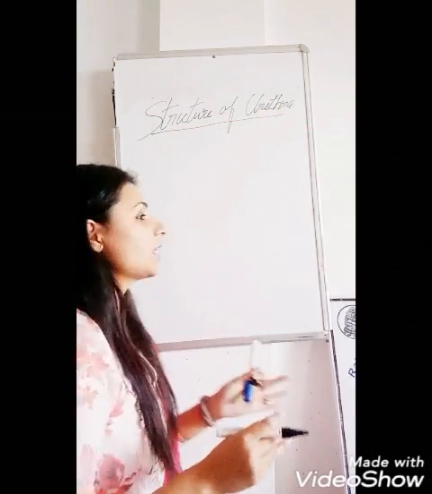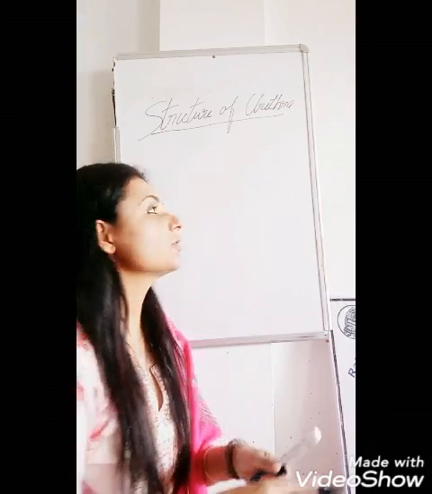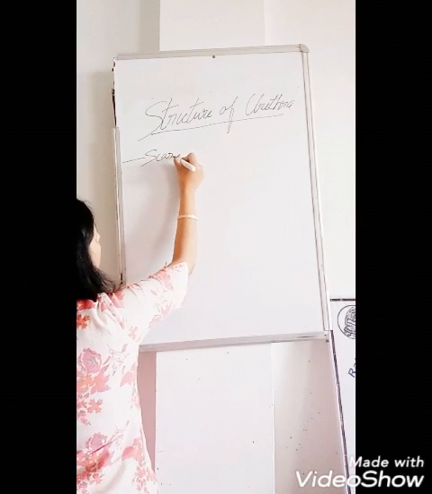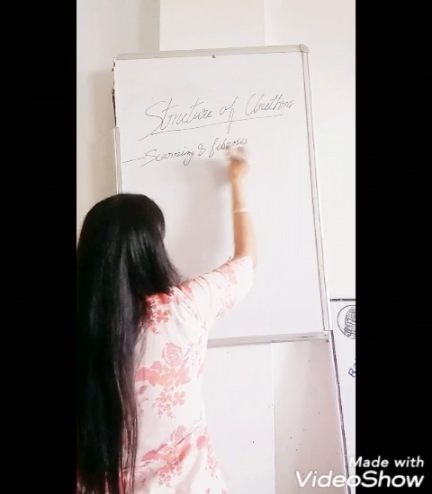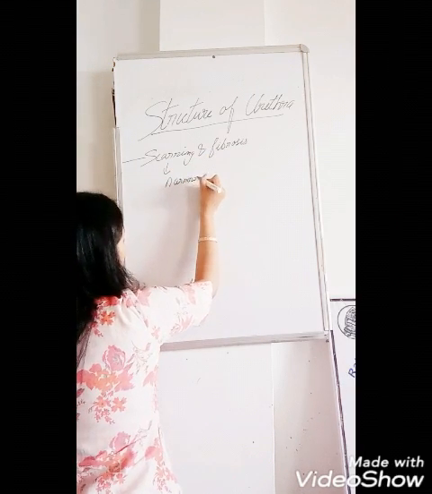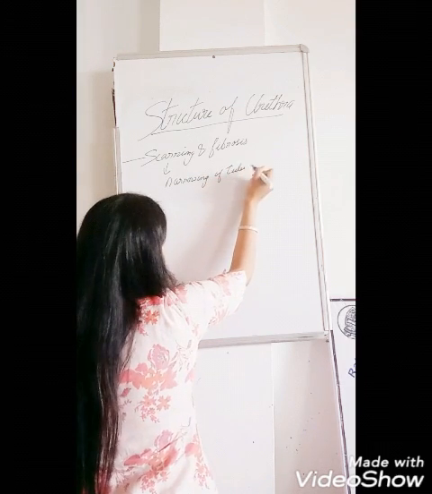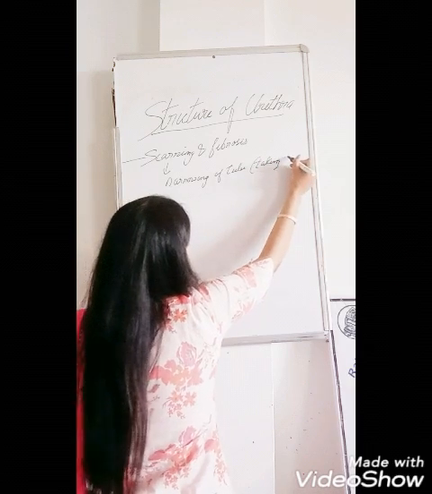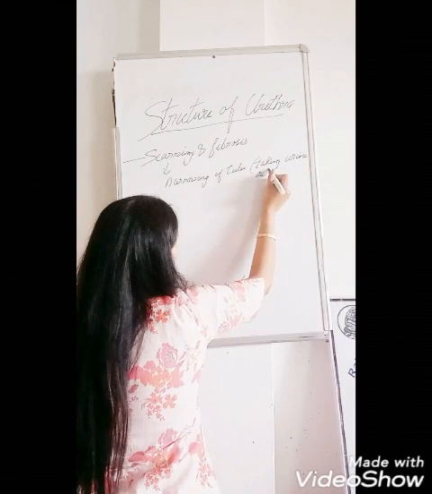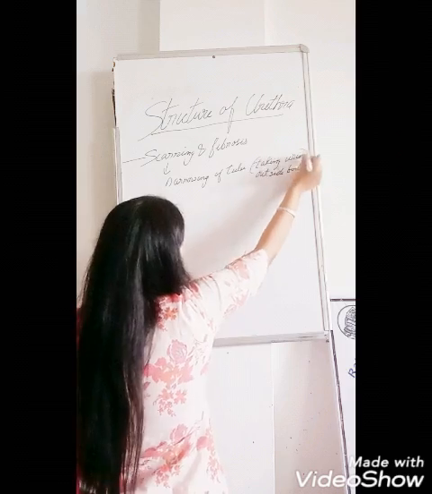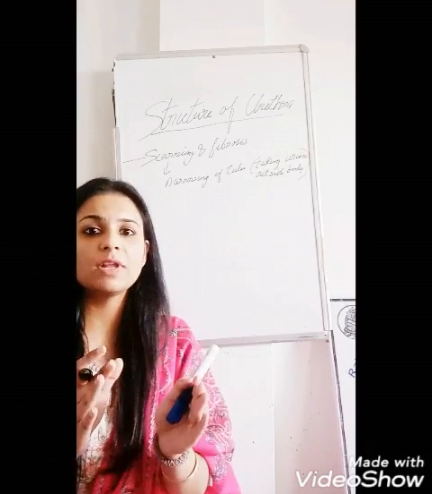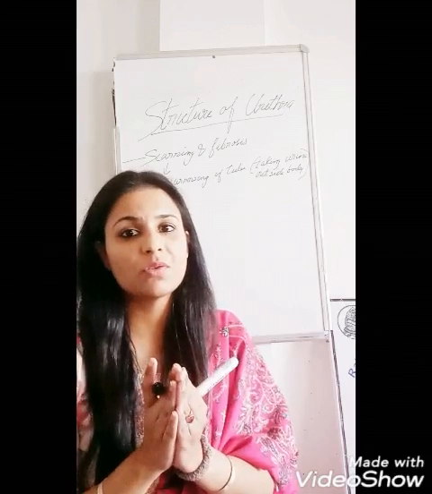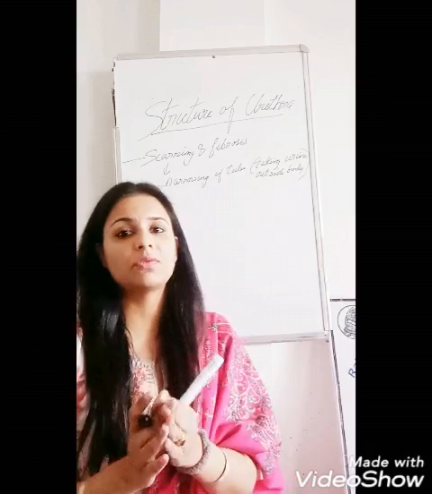So this stricture of urethra will cause scarring and fibrosis, and that will lead to the narrowing of the tube taking urine outside the body. So what will happen in long-term cases? It will cause retention of urine because of the inadequate emptying of the bladder.